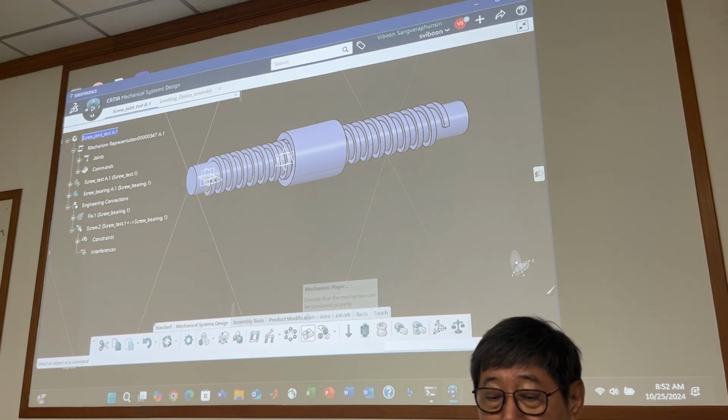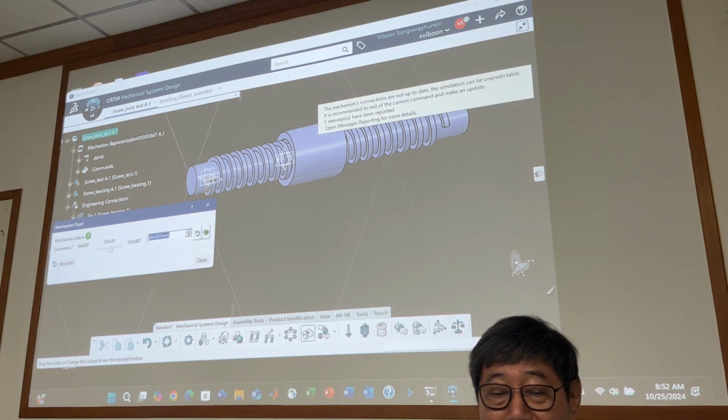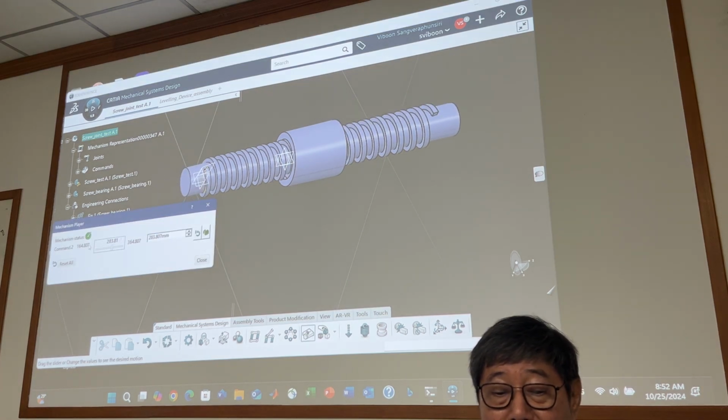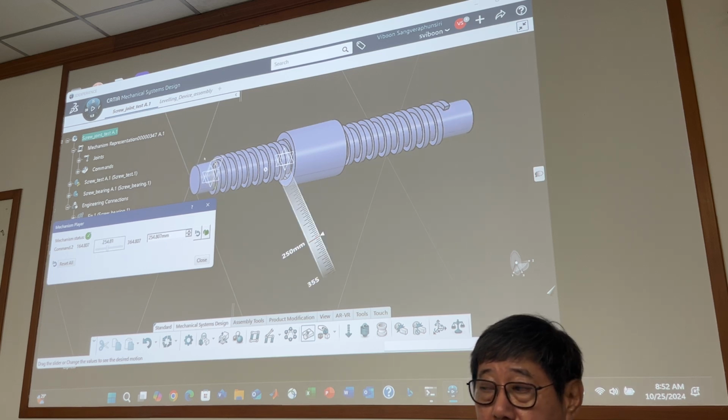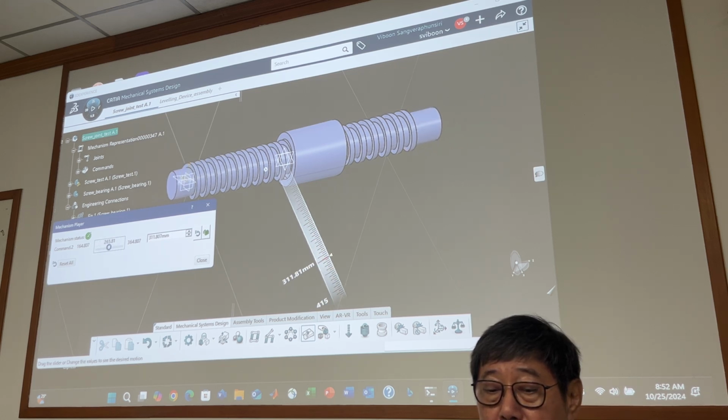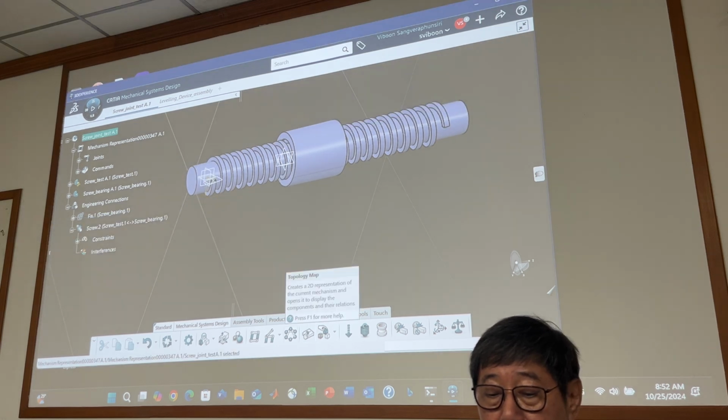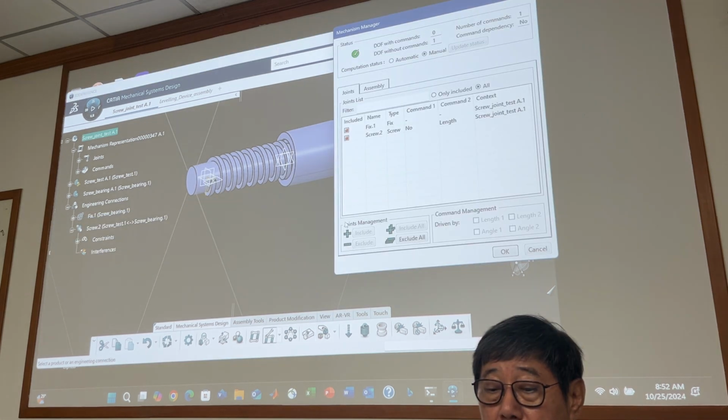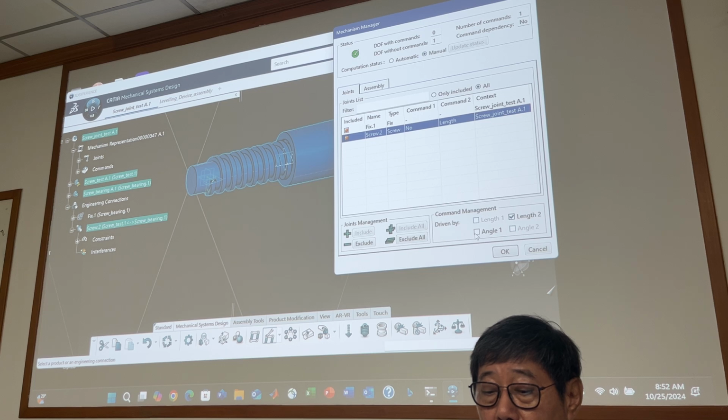Now look at this one. You see, now it's distance. Instead of angle, it's a distance. Distance you put along this one. It's an offset between these to this one, actually. See? You can change this one to angle.